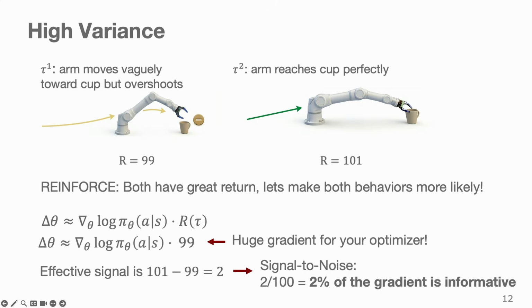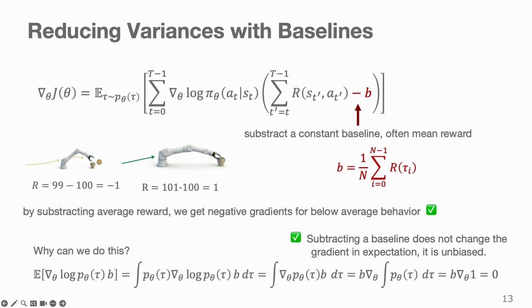What we can do here, here you can see what I just mentioned. Okay, so we've identified a problem, right, in that just with this vanilla formulation, REINFORCE can't distinguish good from bad trajectories when the returns are large and similar.